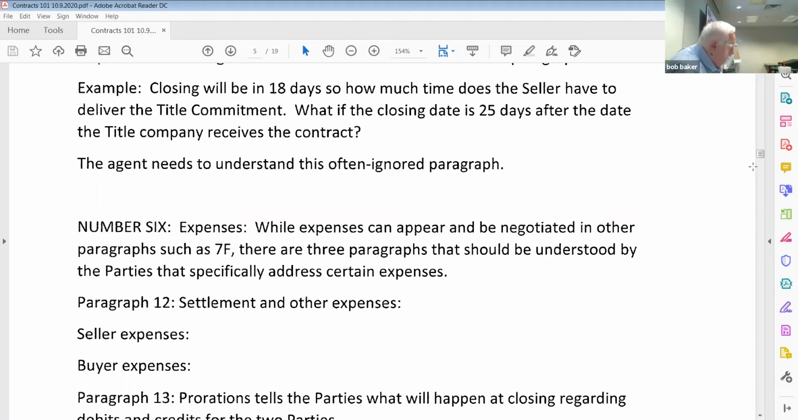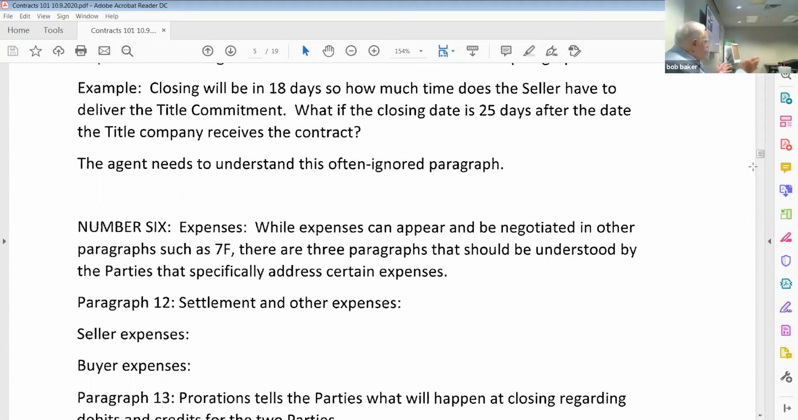But when we look at expenses, we see ourselves primarily dealing with paragraphs 12, 13, and 14. Paragraph 12 really sets forth the expenses for the seller and the expenses for the buyer. And you'll notice when you take a little time and look at those, the seller's expenses are fairly minimal. The buyer's expenses are more extensive. If a buyer's doing financing, they've got a big long list. In fact, about 85% of those costs for the buyer are lender related.